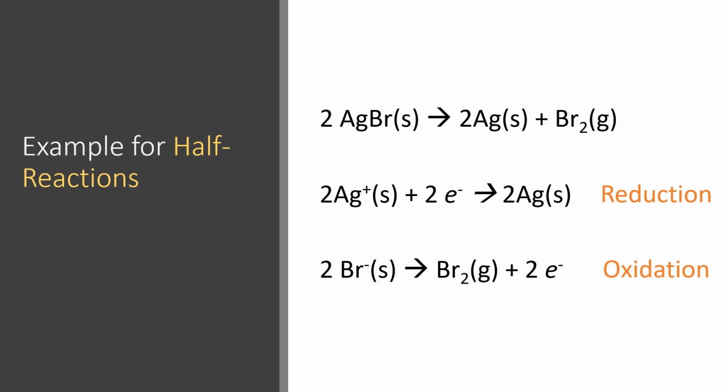So these are fairly straightforward examples of half reactions. I don't expect you to be able to write really good half reactions yet, but I want you to be able to recognize what reduction and oxidation mean. When we talk about gain and loss of electrons, you should be able to understand what that means.